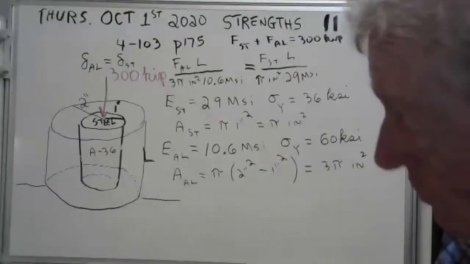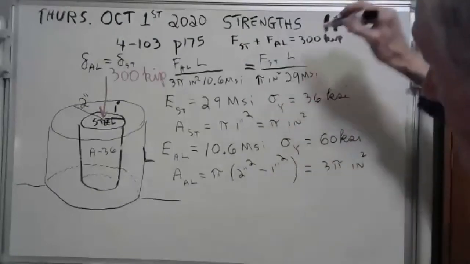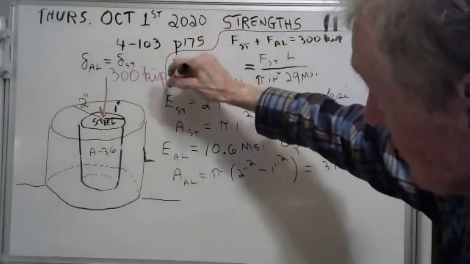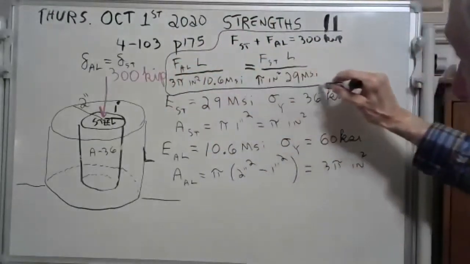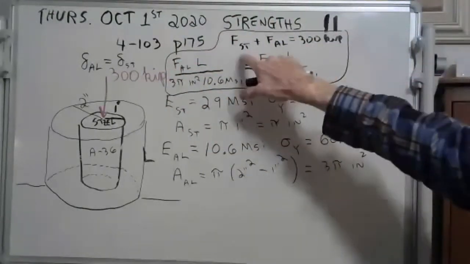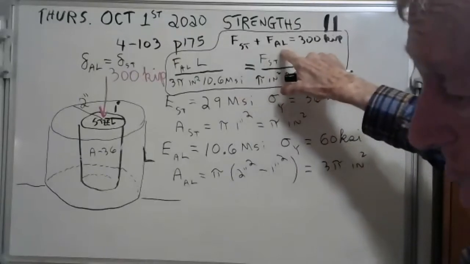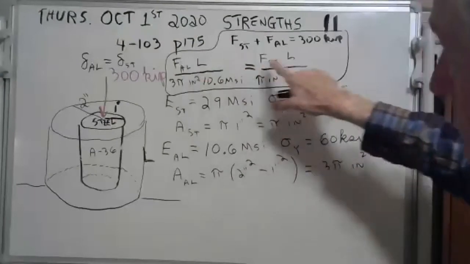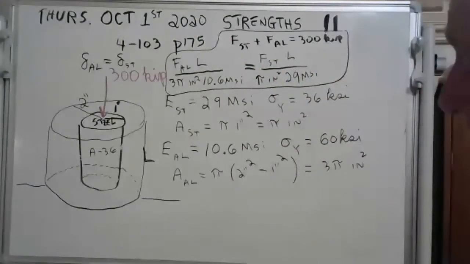Guys, we've got 2 equations and 2 unknowns. Here, let me box them up for you. There's our 2 equations. See this one here? That's the statics equation. This one here, that's the compatibility equation. Now we're going to solve those.